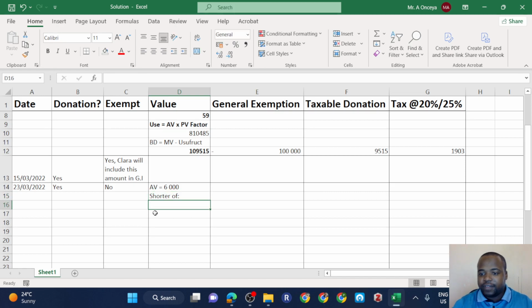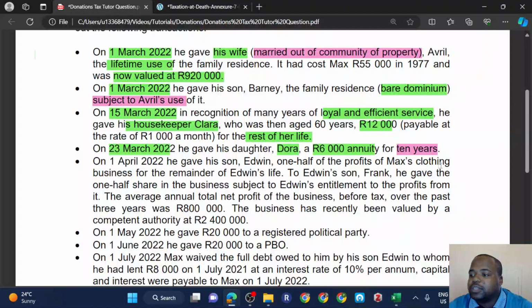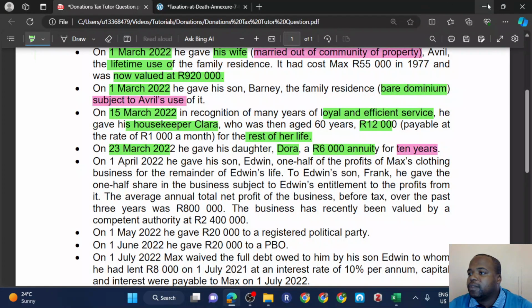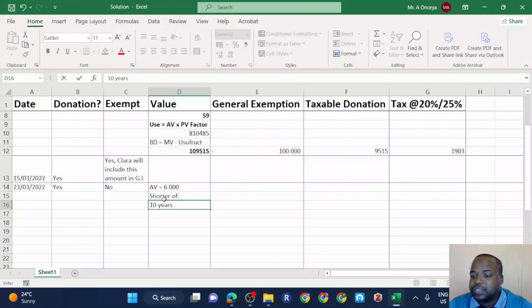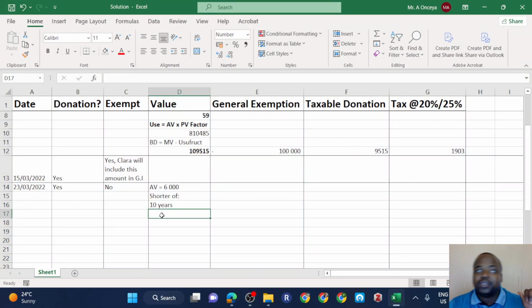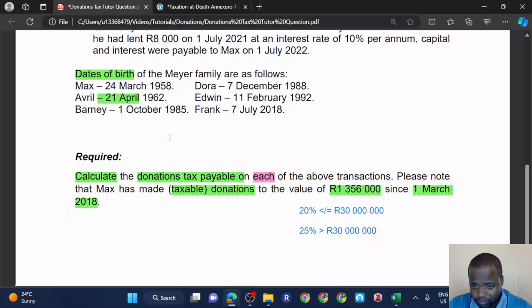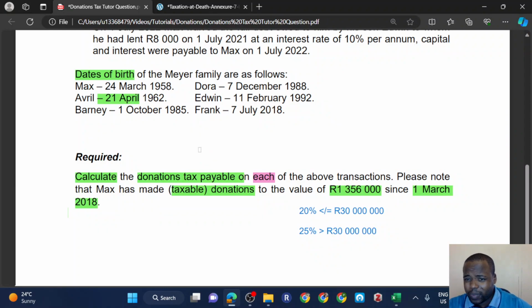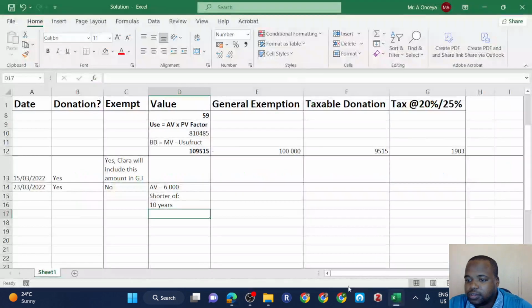Shorter of 3, the first one is 10 years, because then Dora will be getting this annuity for 10 years, right? So the first one is 10 years. And then the second one is the specified time period. Second one is the donee's life expectancy. So who's the donee? In this case, the donee is Dora. So let's determine how old is Dora. Dora was born on 7 December 1988.